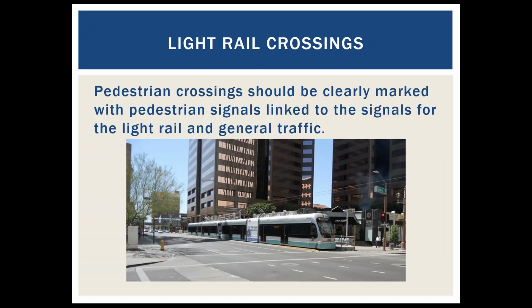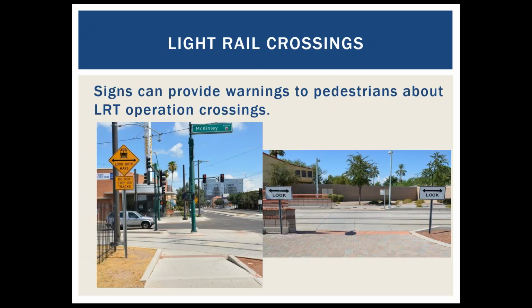Crossings should be clearly marked too. And when you're talking about light rail, you typically have signalized crossings. Sometimes in conjunction with the signalized crossings, you can see on the left, that is a signalized crossing, you have to have some additional signage. And that's the signage here.